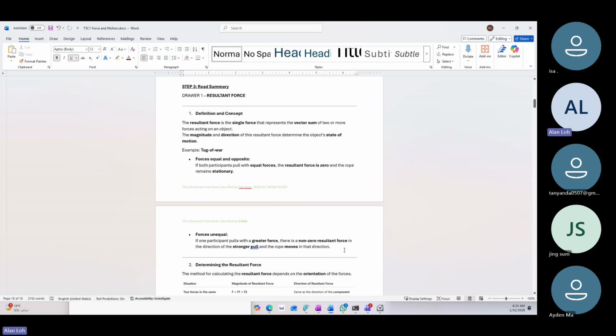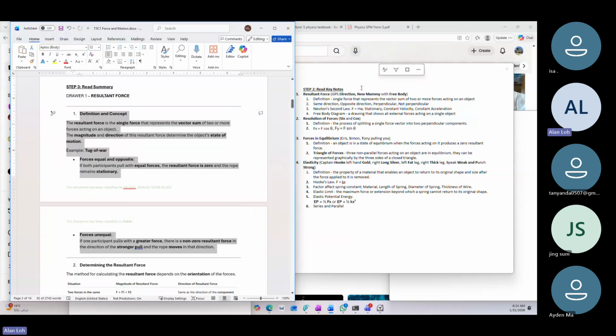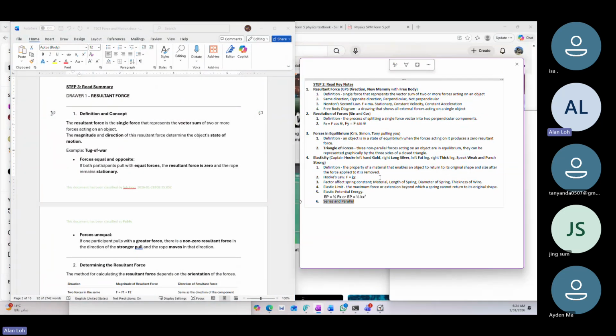So let's do this. How we are going to do this is I'm going to pick a small paragraph that you're going to read. I'm going to give you maybe 1 minute to read. So now you know that this part that you are reading is drawer number 1, resultant force. What I'm going to do is just so you have 2 windows over here. The window on the step number 3 on your left, and on your right is the step number 2, keynotes. So you just need to focus here.